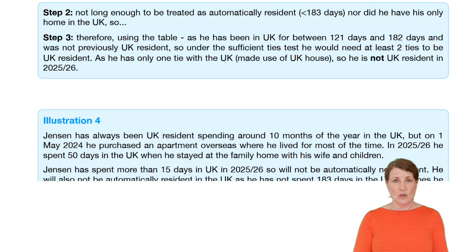Yeah. And the 1 tie that he's got is the accommodation tie. He's got accommodation available in the UK, and he's actually made use of it during the year. So only 1 tie. He needs 2 to be treated as UK resident. He's not UK resident. He's glad. Yeah, he doesn't want to be UK resident, because if he's UK resident, he's got to pay UK tax on his worldwide income, and he doesn't really want to do that. So he's not UK resident, and therefore he's very happy about that.